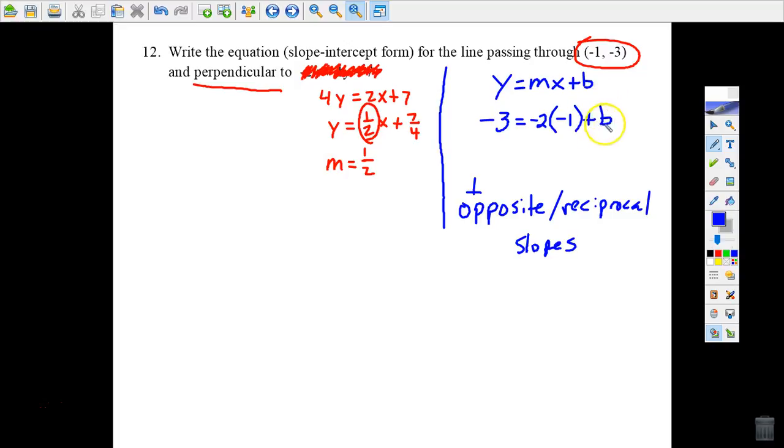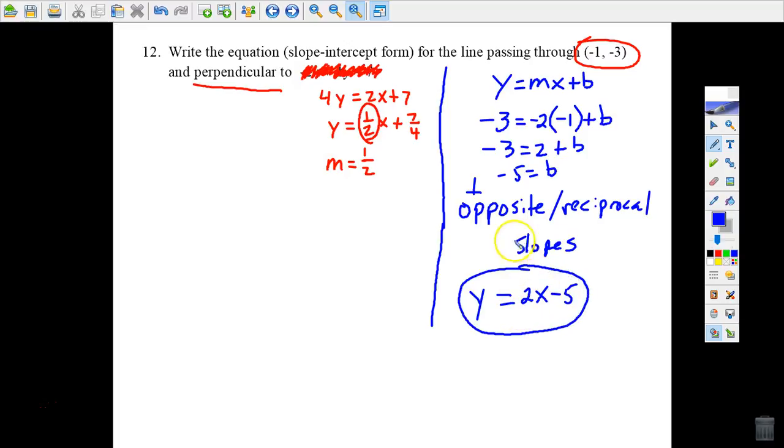Okay, so this is going to help me solve for b, the y-intercept. -3 equals 2 plus b. Subtract 2 from both sides and you get -5 is b. Okay, so here's my final answer. Y equals 2x minus 5. Sorry, -2x. I have the -2 here, but I was looking at that one.